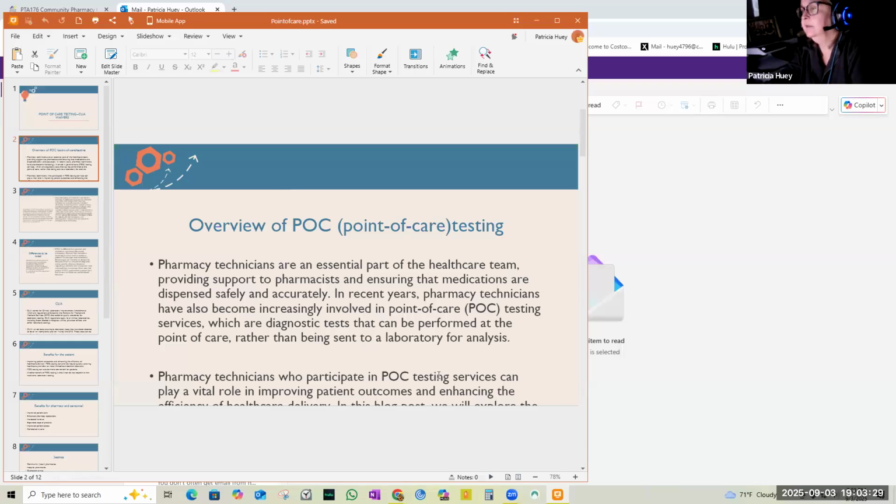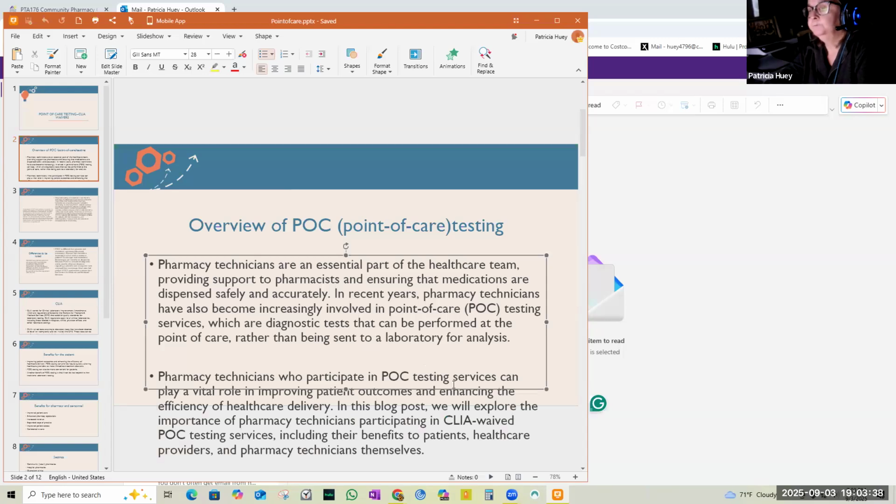In recent years, we have been asked to step up and become more involved in point of care testing services, which are diagnostic tests that can be performed at the point of care rather than being sent to a laboratory for analysis. Now you're going to see a lot of them checking the blood sugar. Maybe it's a rapid strep throat test or something in that area. Blood pressure also. Maybe it's cholesterol testing.